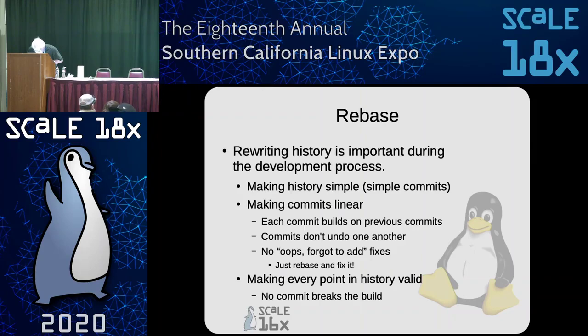Rewriting history is important during the development process because, first of all, you want your history to be as simple as possible, meaning simple commits. You don't want those kitchen sink commits that include basically everything under the sun, like I talked about. You want to make commits linear. Each commit builds on a previous commit. Commits don't undo one another, and there's no oops commits.